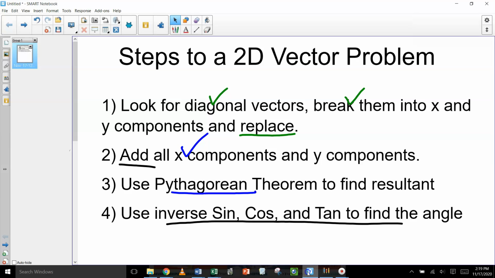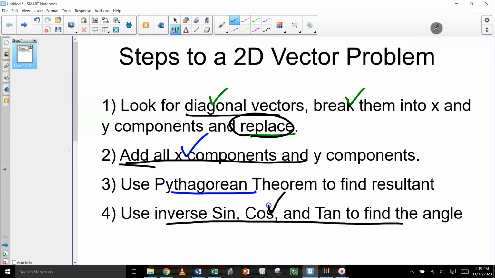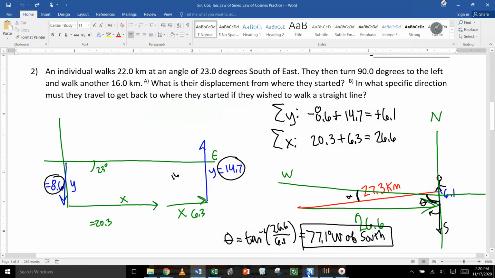And remember, I walked my way through. This is the hardest problem in my opinion. Look for diagonal vectors. Replace them. Add up all the x and y components. Use the Pythagorean theorem, sine and cosine. And that's kind of what I did for this whole thing. Final answer, 27.3 kilometers away at an angle of 77.1 degrees west of south.